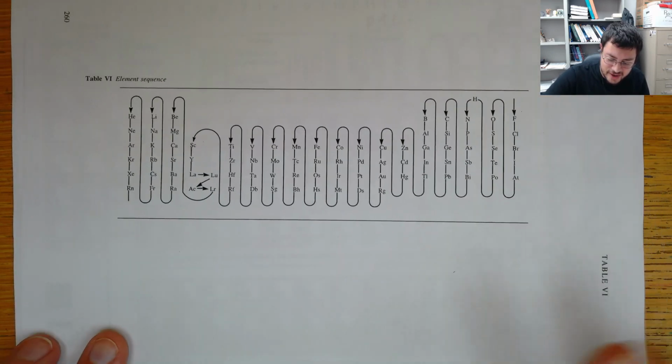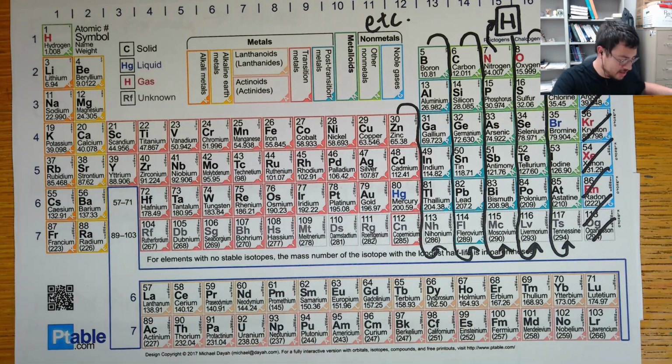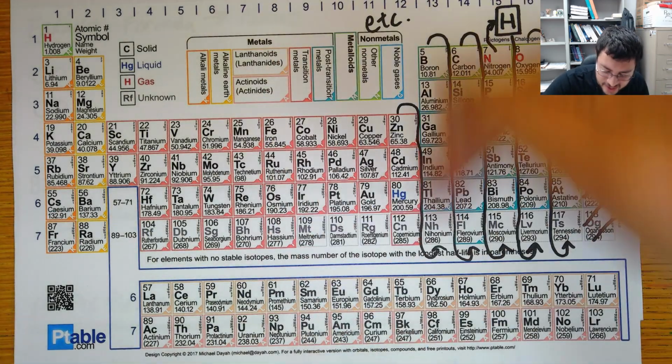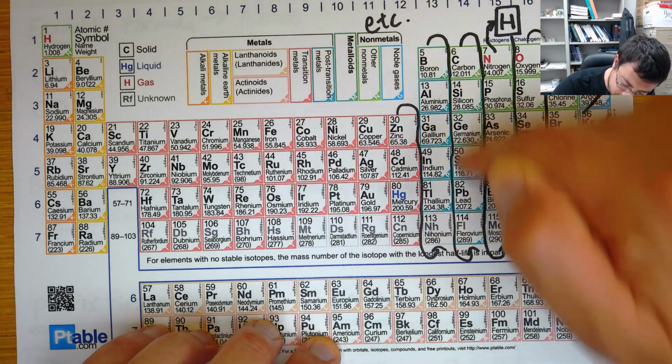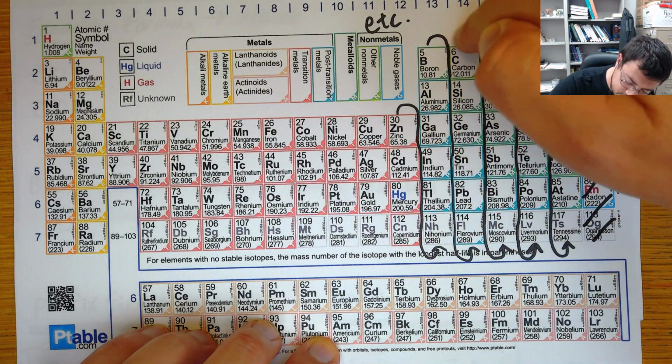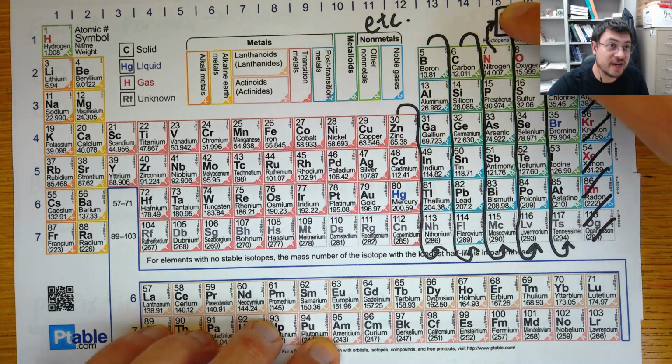There it is. Their arrows go in the opposite direction. But for me, I like this direction. So I'm starting with carbon, nitrogen, and then we have hydrogen randomly here.